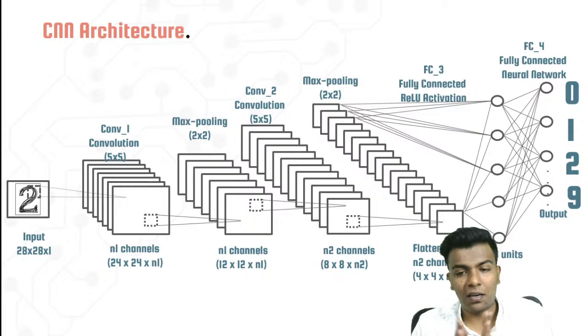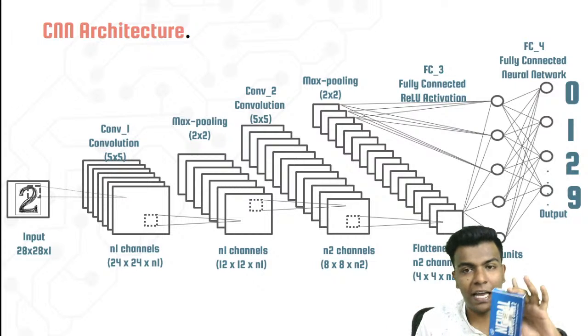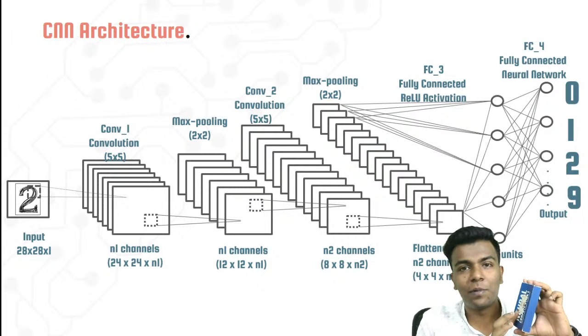Okay, so let us take the hidden layers now. On the hidden layer, let us take the same input image. Let us assume here 2 is written.